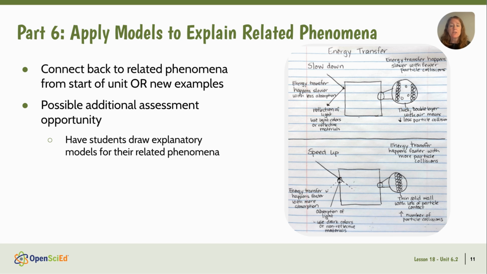So in part 6, students apply their models to explain related phenomena. This is a great opportunity to connect back to the list of related phenomena from the start of the unit. Students also have the opportunity to use their brainstorm from day 1's homework assignment as a list of related phenomena to focus on here too. This is also an additional assessment opportunity if you choose to make it so. You could extend this and have the students draw explanatory models for their related phenomenon. That can serve as an assessment or could also serve as a review of those key science ideas.